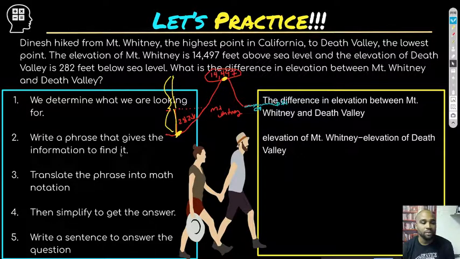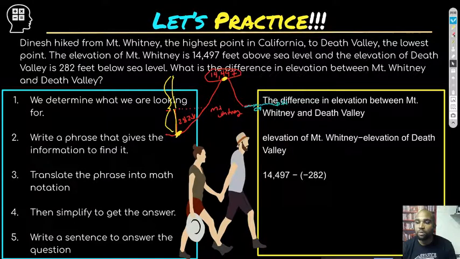Write a phrase that gives you information to find it. So the elevation of Mount Whitney minus the elevation of Death Valley. So really that's what we're doing. We're trying to take the elevation and subtract the elevation of Death Valley. And if you want to put it in math notation, which you do, you're going to take the elevation of Mount Whitney, 14,497, minus negative 282 because it's below sea level.